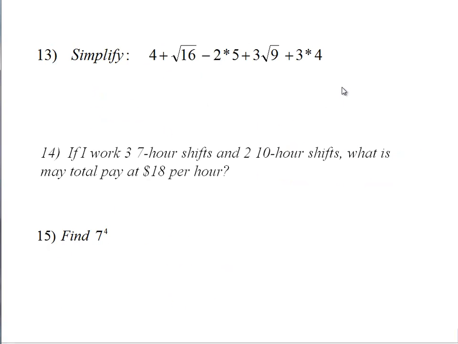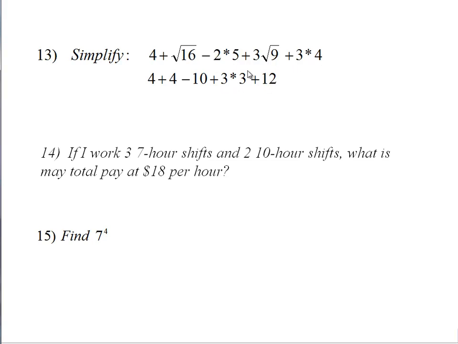Okay, simplify this. If you have a square root key, you can type this directly in your calculator. If you don't, just write down 4. The square root of 16 is 4 again. Then we have 2 times 5. We can do that. That's 10. Square root of 9 is 3. And 3 times 4 is 12.